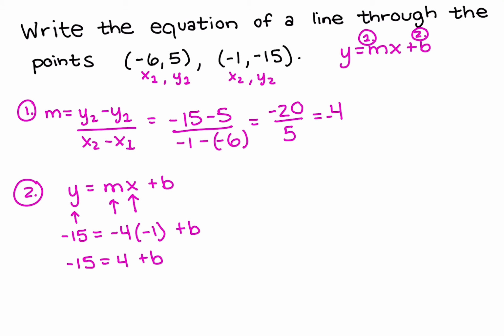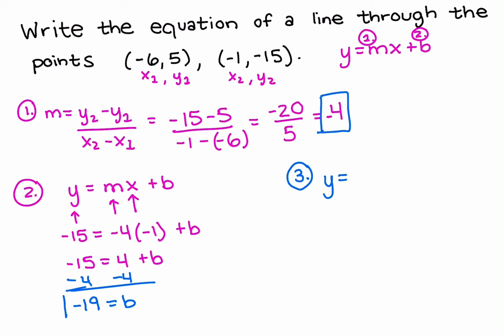And now we just need to get b by itself. So I'm going to subtract 4 to move that over and have b on one side. So I have -15 minus 4, which is -19. So the first step gave me m, the second step gave me b, and my last step is to just write the equation. So I'm going to use m and b and write my answer.